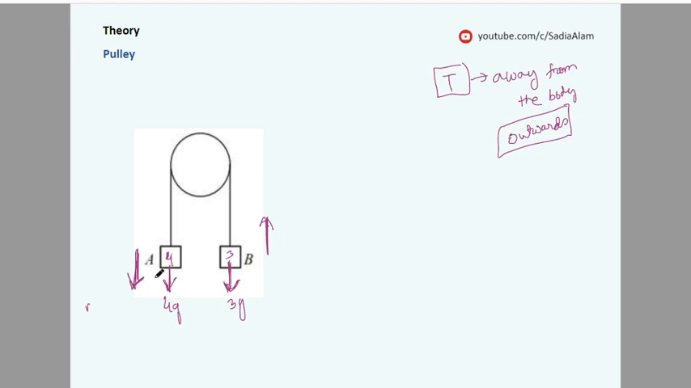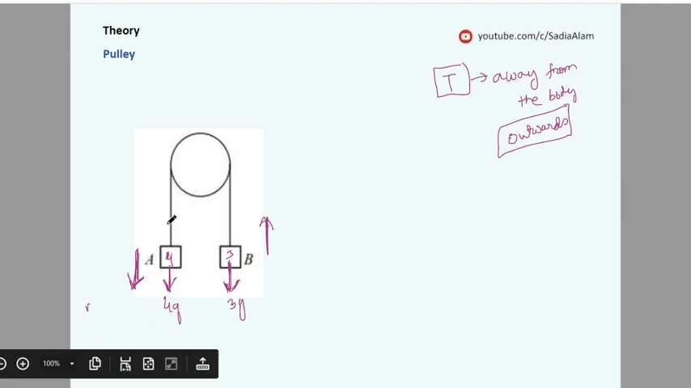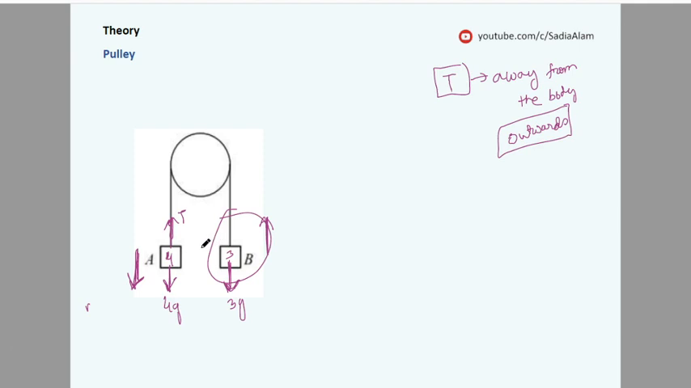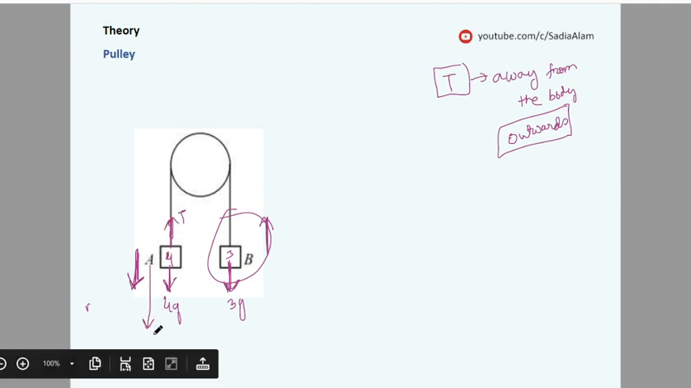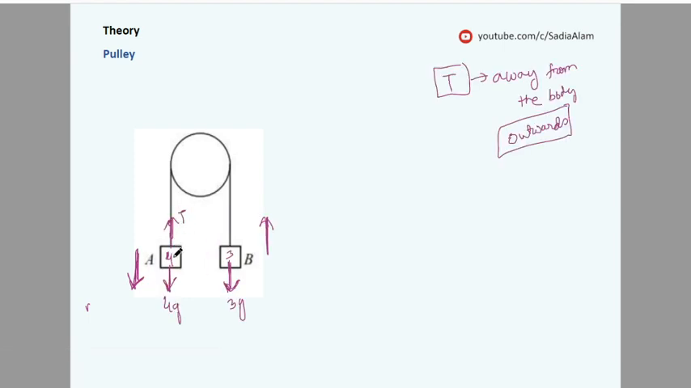Suppose particle A is moving downward, but still it is going to feel a force in this direction because it has to pull particle B, right? Since it has to pull particle B, it is actually feeling a force in the upward direction. It's trying to go in the downward direction, but still it will feel a force in the upward direction. Besides, the rope is actually holding this particle A, right?